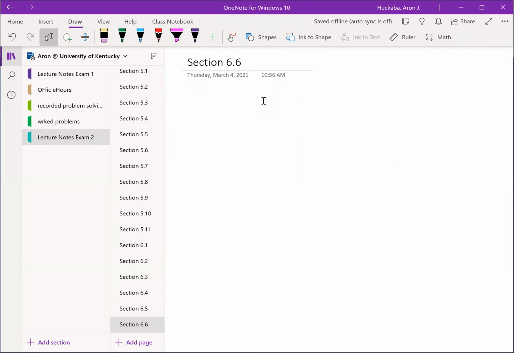Hello, and welcome to section 6.6, halfway through chapter 6 here. And we're going to talk a little bit about how to read energy diagrams a little more specifically, because there are some nuances here that we should talk about.